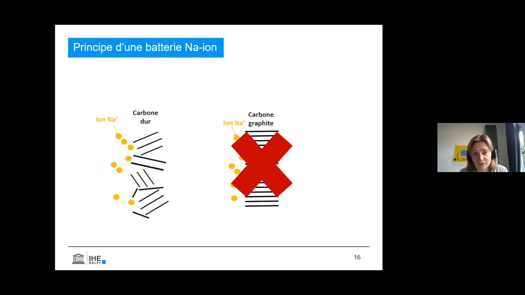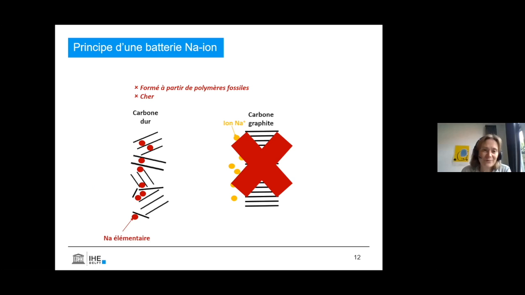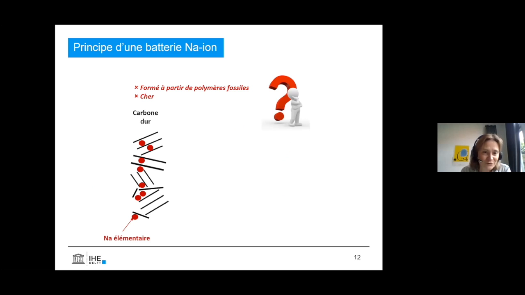So sodium ions manage to slip into material that is more disorganized. We can call this hard carbon. It works well. The sodium ions can slip in and slip out easily. The problem with this material is that it's formed from fossil polymers, so they're not very sustainable, and it's very costly. So what solutions? What are the possible alternatives?